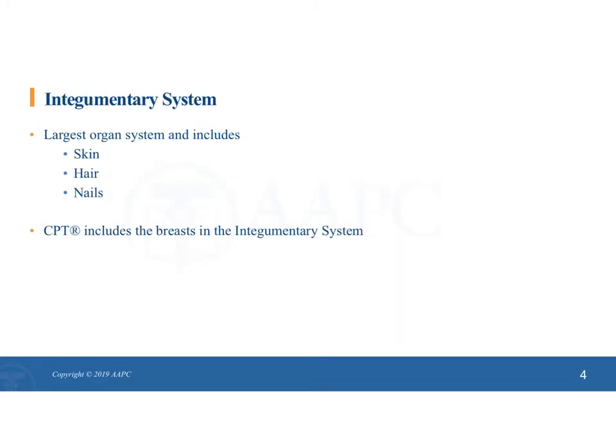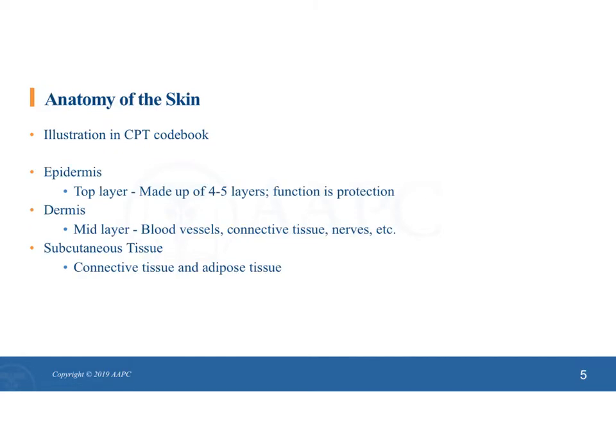The integumentary system is the largest organ system and includes the skin, hair, and nails. Also included in the integumentary system of CPT codes are the procedures performed on the breast. The anatomy of the skin. On page 75 in your CPT code book, you can find a diagram of the layers of skin. It is important for you to understand that there are two layers of skin.